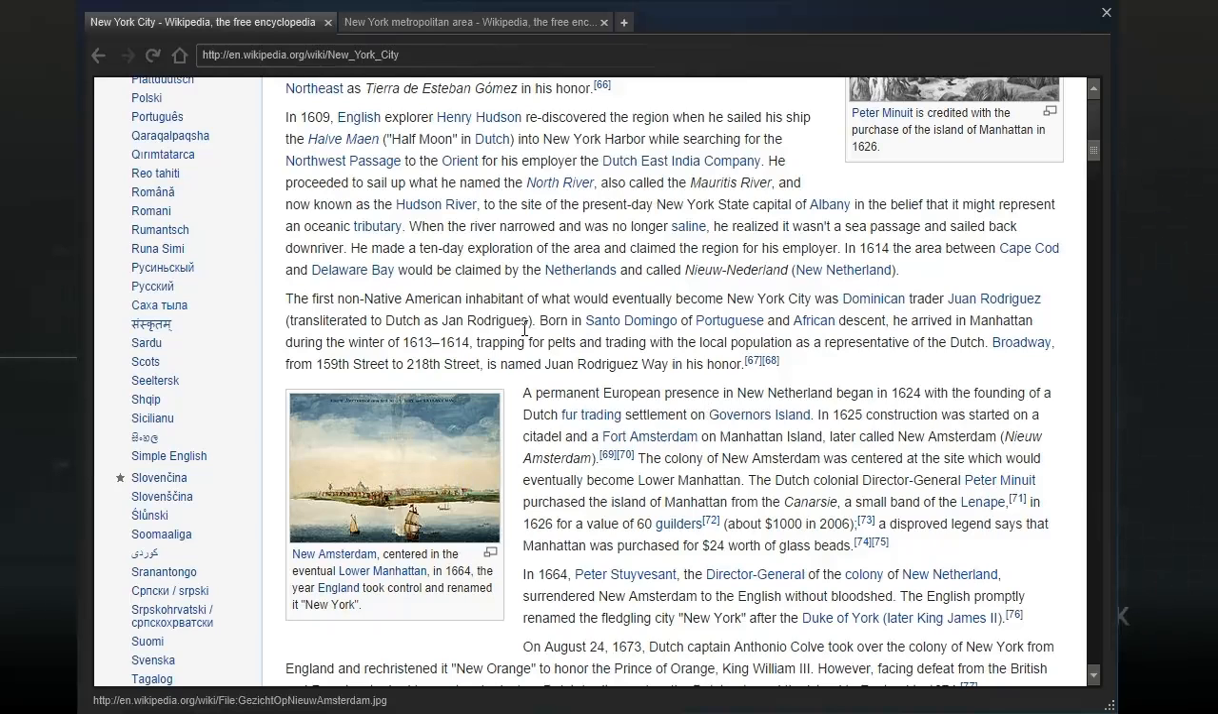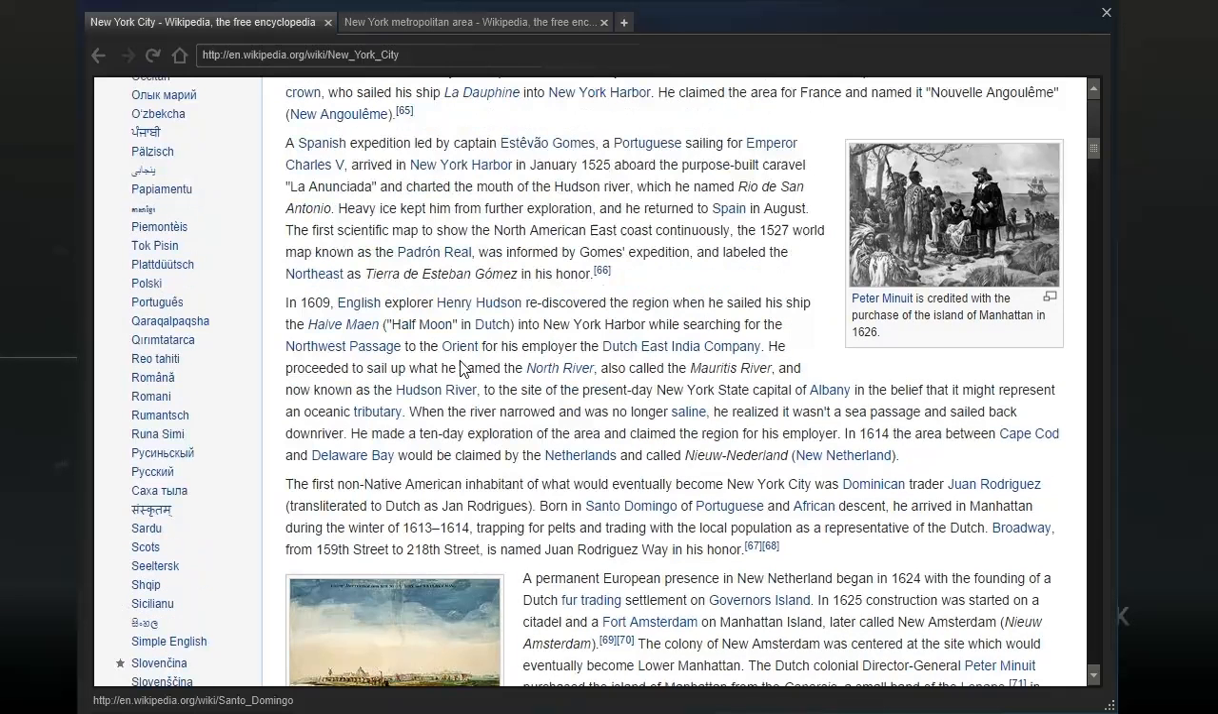The first non-Native American inhabitant of what would eventually become New York City was Dominican trader Juan Rodriguez, transliterated to Dutch as Jan. Jan Rodriguez? Is it Jan or Yan? Yan Rodriguez. Born in Santo Domingo of Portuguese and African descent, he arrived in Manhattan during the winter of 1613 to 1614.